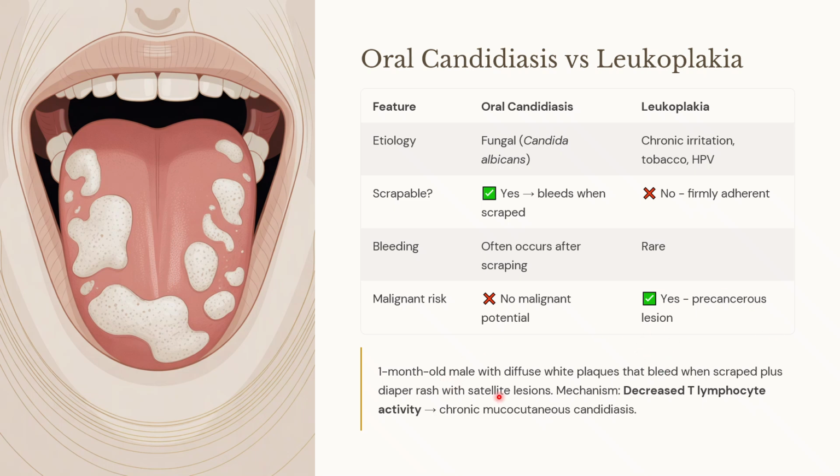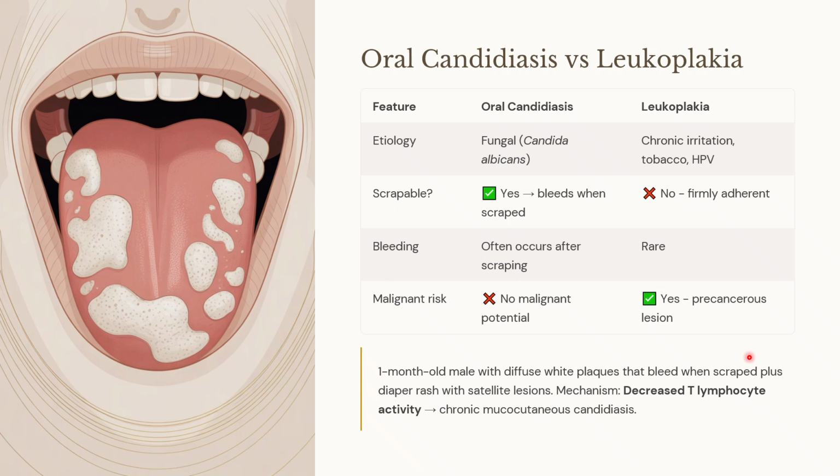We do have a question: a 1-month-old male with diffuse white plaques that bleed when scraped, plus diaper rash with satellite lesions. What is the mechanism? The child is suffering from chronic mucocutaneous candidiasis, and Candida thrives in warm, moist areas like the diaper region. The satellite pustules are the spread of the fungal infection, that is the Candida, from the main lesion. So when you see diaper rash with satellites, generally think of candidal infection, especially in infants.